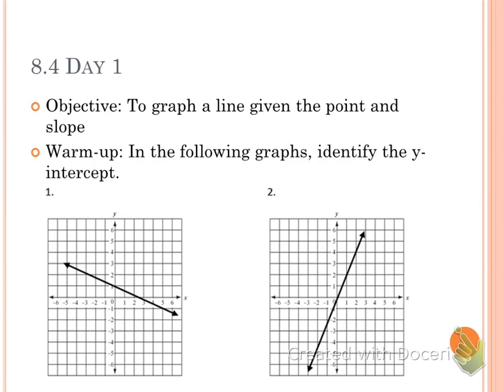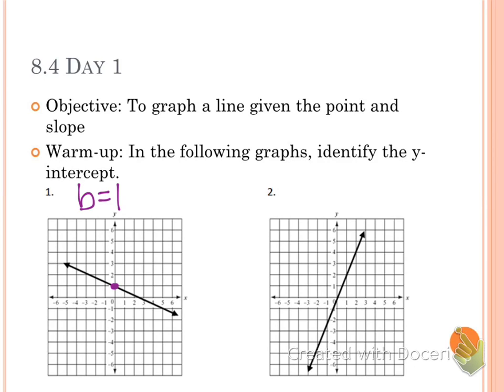So can someone raise their hand and tell me the y-intercept on warm-up 1? May. 1. Positive 1. The y-intercept is where it crosses the y-axis. So for this problem, that is at a positive 1. Can anyone tell me what letter we used for the y-intercept? Ellie? B. So for this we could write B equals 1.